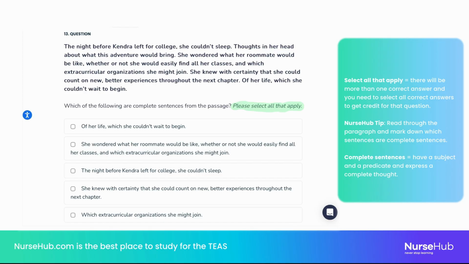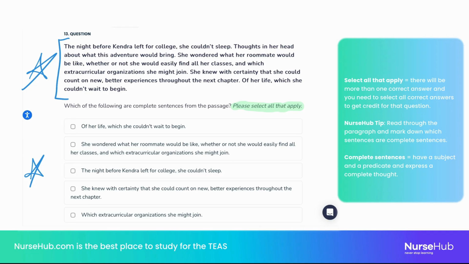All right. So here we have the question, which of the following are complete sentences from the passage? So here we have a passage and we have to look at which ones are the complete sentences. Now you have two options here. If you feel super, super confident, you can go right to here and just read them and say, okay, is that a complete sentence? Is that a complete sentence? Is that a complete sentence? Or you can start by reading in the passage here, which we'll do. And then I like to mark which ones are complete sentences, which ones make sense, okay? So let's read it together.